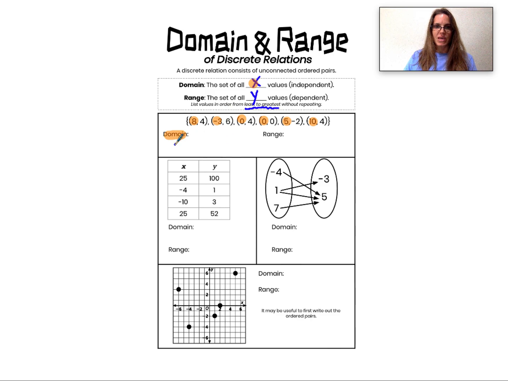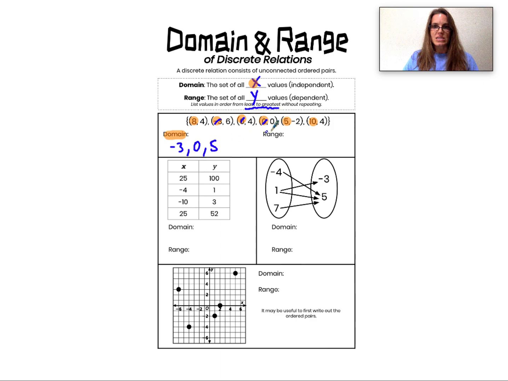So my least possible x value is -3. I like to cross them out as I go so that I don't miss any. Next smallest is 0, so there is a possible x value of 0. In fact, 0 occurs more than once. There's more than one ordered pair with an x value of 0. But I only write it once. I don't repeat the fact that there's another 0, because the domain is just telling me what x values are possible.